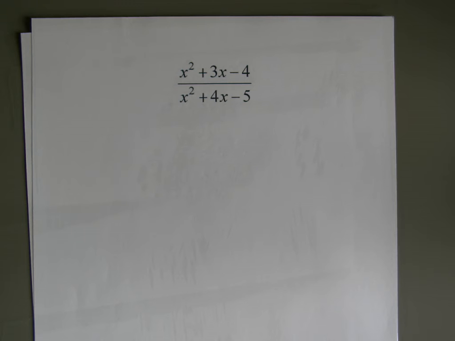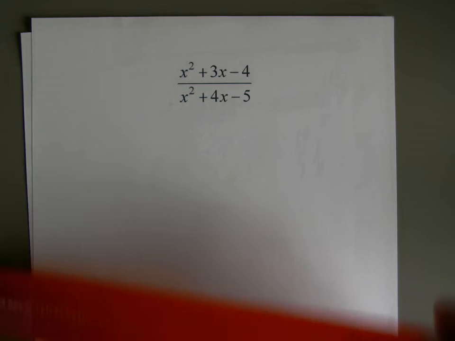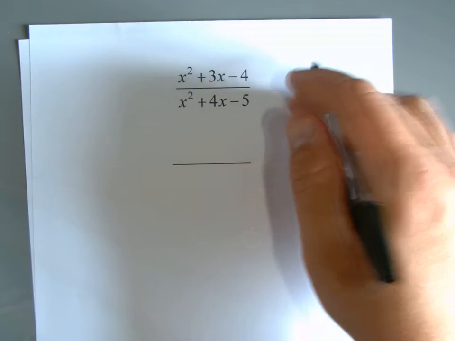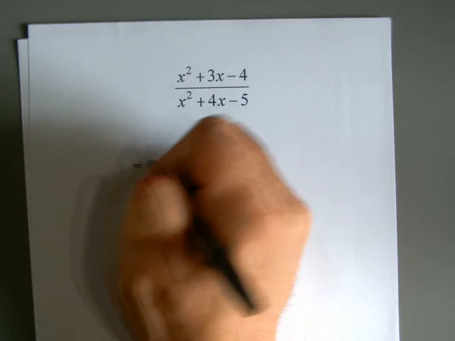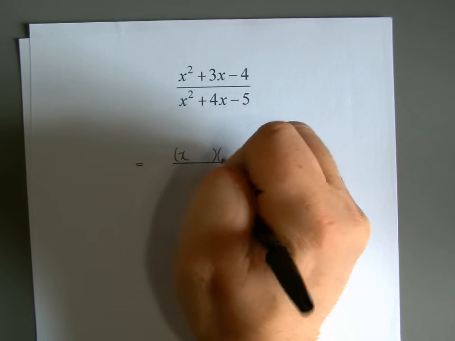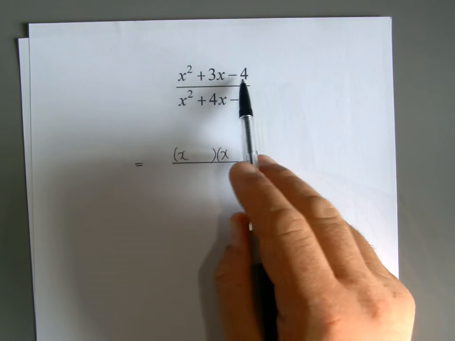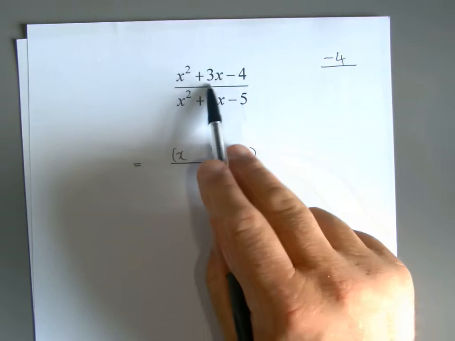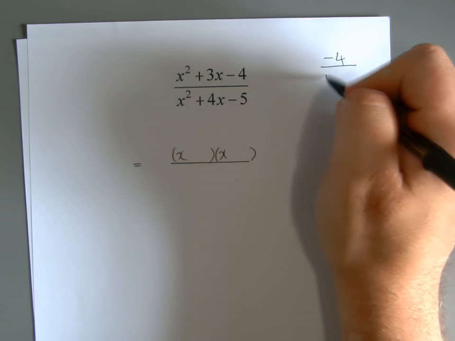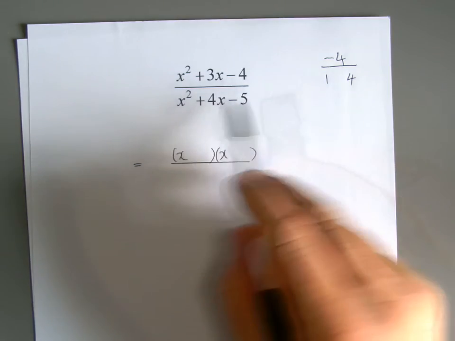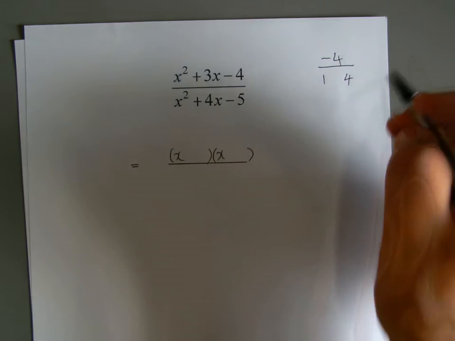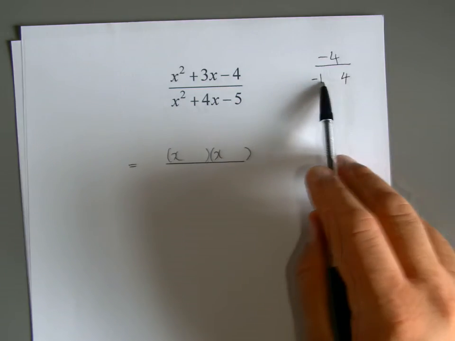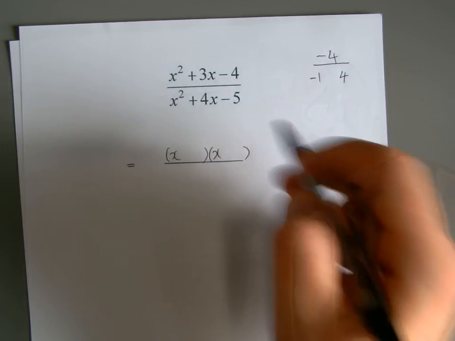Right, so let's look at this one. Now we've got two quadratics, top and bottom, so it's a case of factorizing both of them. So two brackets, x there. We need two numbers that multiply to give minus 4 and add up to give 3. Straight away we can think 1 and 4 is going to work, isn't it? But I need them to add up to give 3, so it'll be positive 4, negative 1. That will add to give 3, and when you multiply them, you get minus 4. So we put that in.